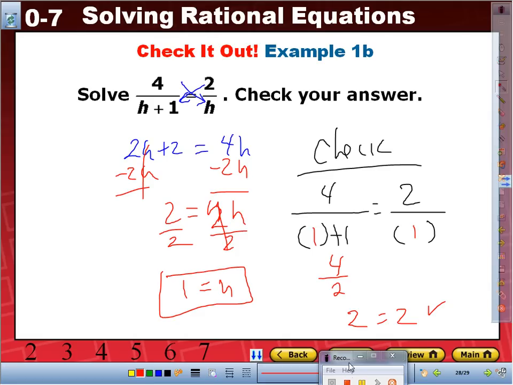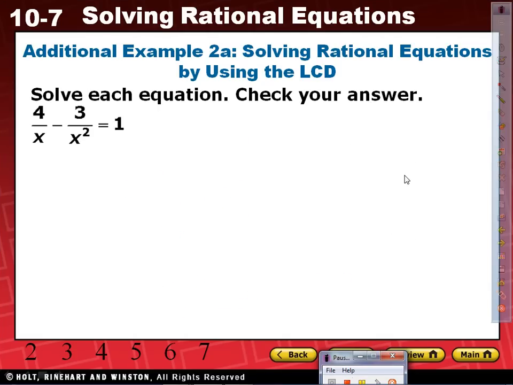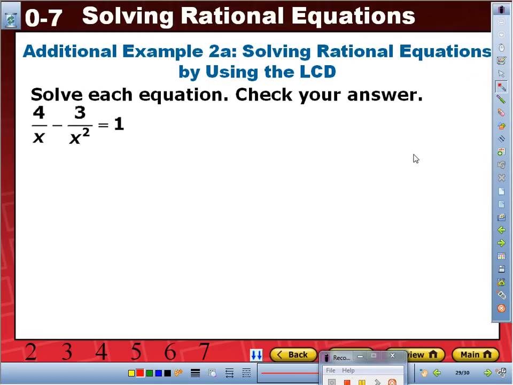Copy this down. Example number 2A. It says, solve the equation and check your answer. 4 over x minus 3 over x squared equals 1. Everybody copy that already? Okay, pens down really quick. I'm going to go over this example. This is going to be the one that's going to take us to the next one, and hopefully by this one it will get you clear.